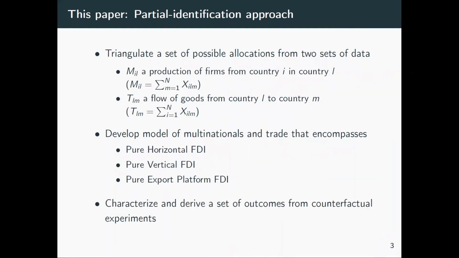Finally, by combining this model and the triangulation, I can characterize and derive a set of outcomes from counterfactual experiments. Again, we have this counterfactual scenario we want to evaluate, and this framework does not tell you exactly what would happen, but tells you the set of possible outcomes consistent with the data available. This is what I did to construct a framework.